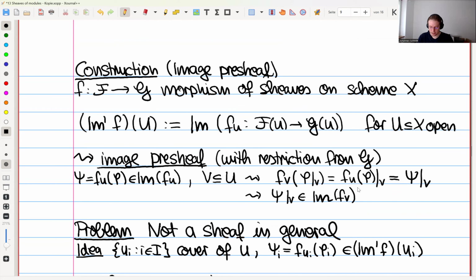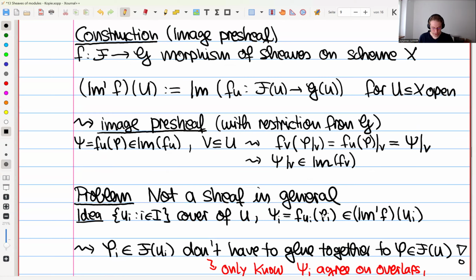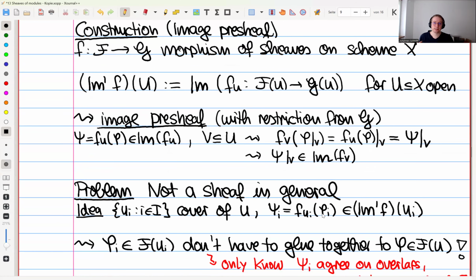And then what we see here is that if we restrict psi to V, then it is again in the image of fv. This is what we just showed. And so this means if you have a section of this image presheaf, you restrict it, you again have a section of the image presheaf. This part worked fine. But now the problem is this thing is not a sheaf in general. So even if f and g are sheaves, this will not necessarily be a sheaf.